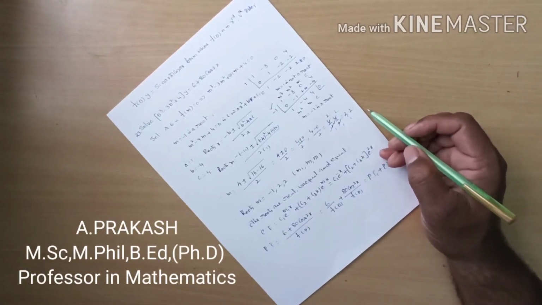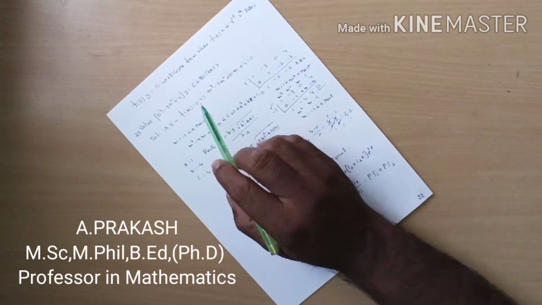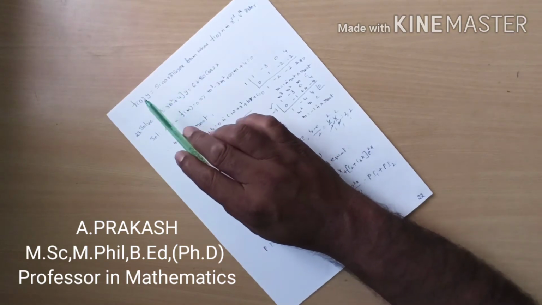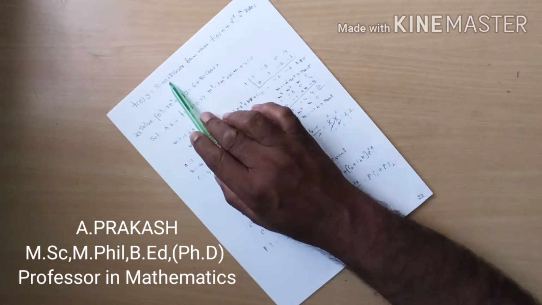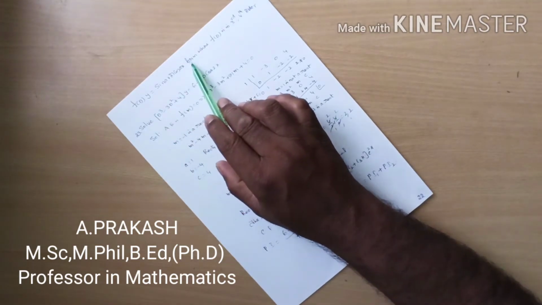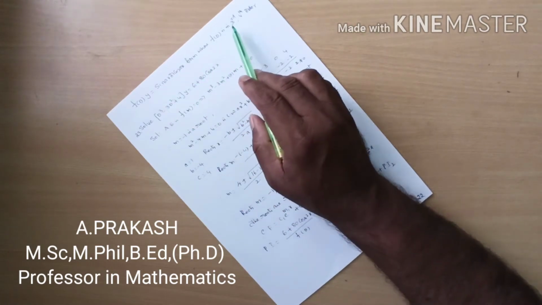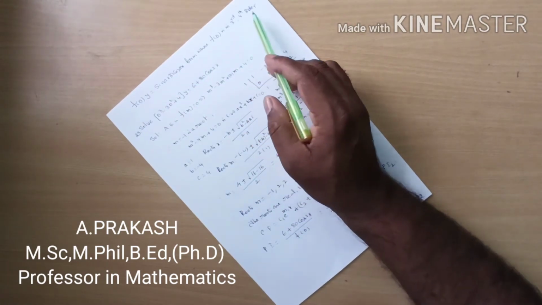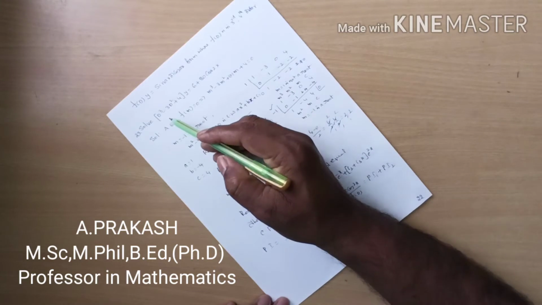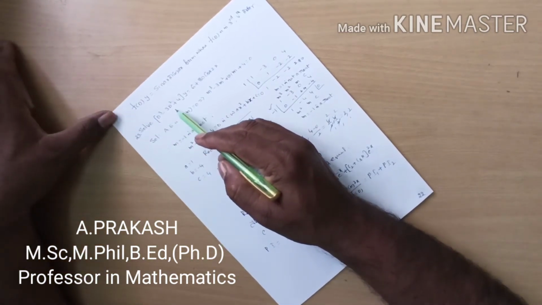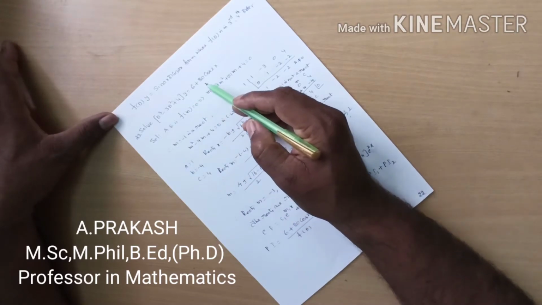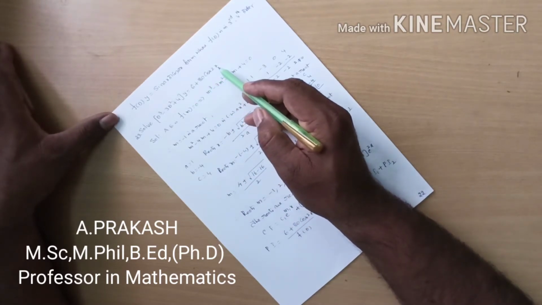Welcome to my channel. Today we discuss higher order linear differential equations of the form f(D) y equal to sin ax or cos ax, where f(D) is of third and fourth order. Okay, come to the problem. Solve (D^3 - 3D^2 + 4) y = 6 + 8 cos 2x.